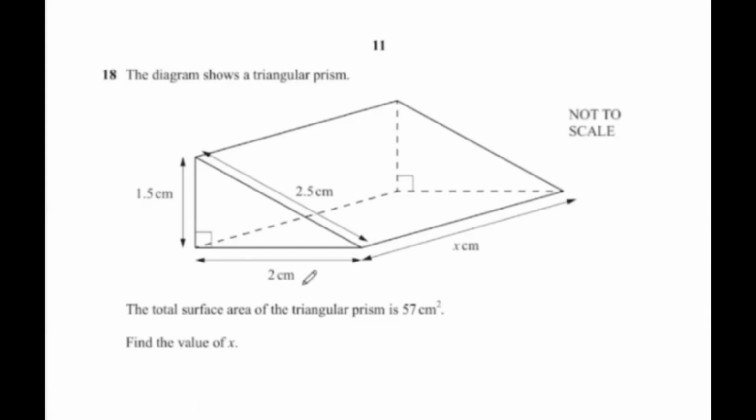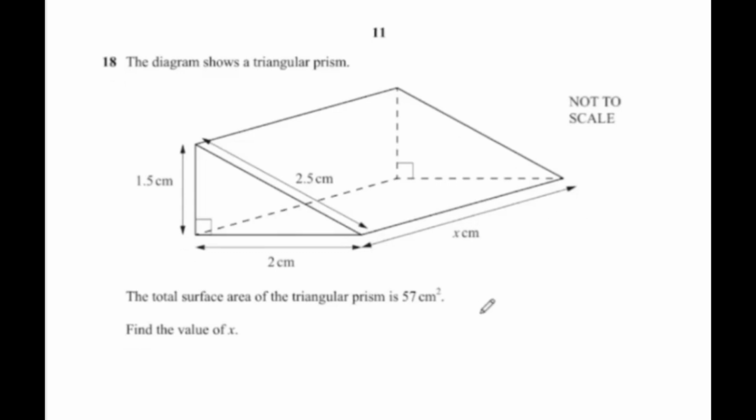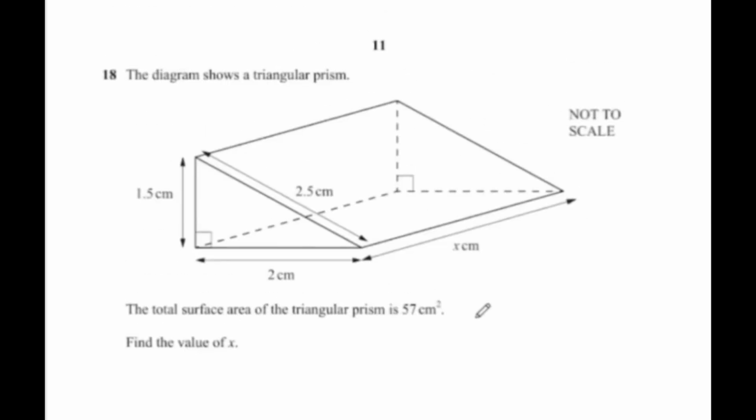Question 18. The diagram shows a triangular prism. The total surface area of this triangular prism is 57 centimeters squared. I am asked to find the value of x. Okay, so x is the length of the prism. So what do we do?